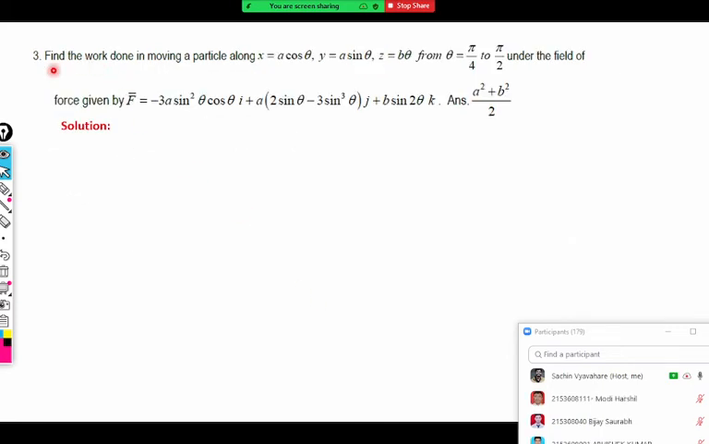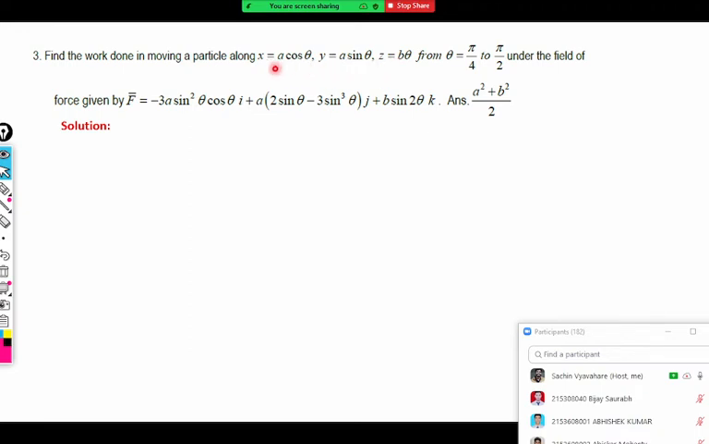The question is, find the work done in moving a particle along this curve. The equation of the curve is given, and the range from pi by 4 to pi by 2 is also given, under the force F bar given. The best part of this question is that the parametric equation of the curve is already given. You don't have to think about what the parametric form should be from Cartesian. Can anyone guess what this equation represents? Not a circle. Not a sphere.